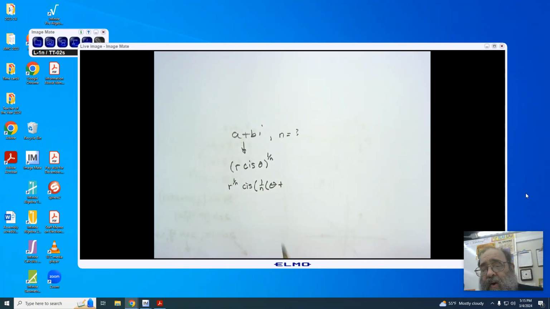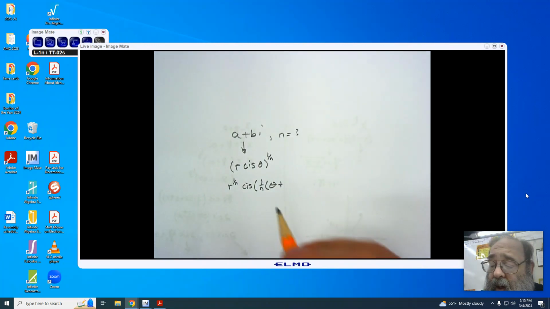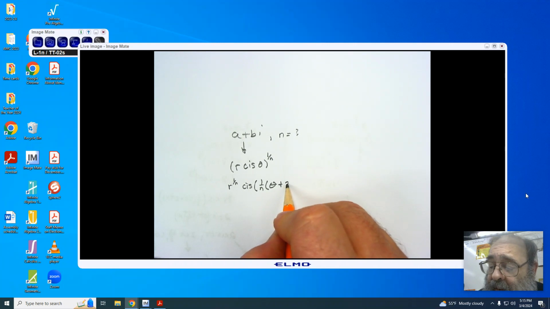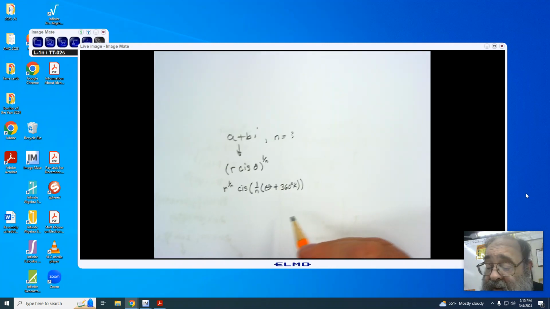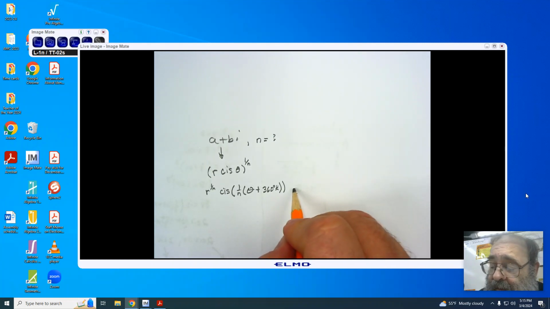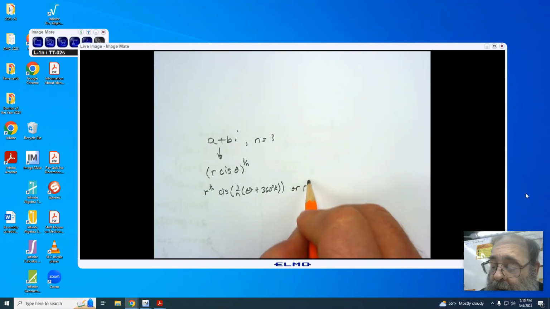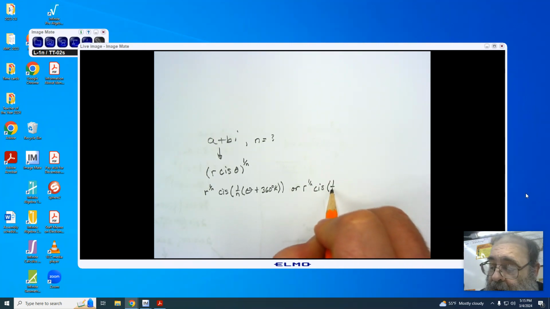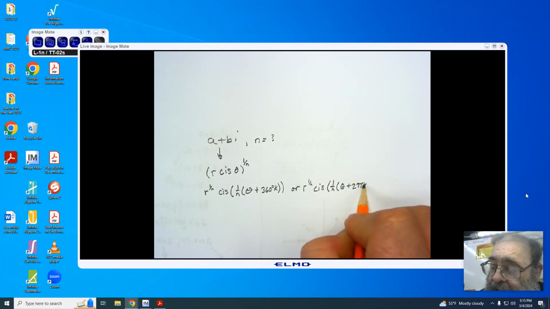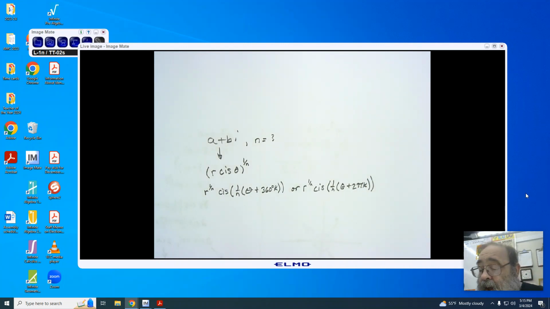depends upon whether we're using radians or degrees. If we have degrees, we're going to add 360 degrees times k. That's the easiest of the choices. And the other option is r to the 1 over n cis 1 over n theta plus 2 pi k. And that was like the one we just finished. And we find out all of our roots.